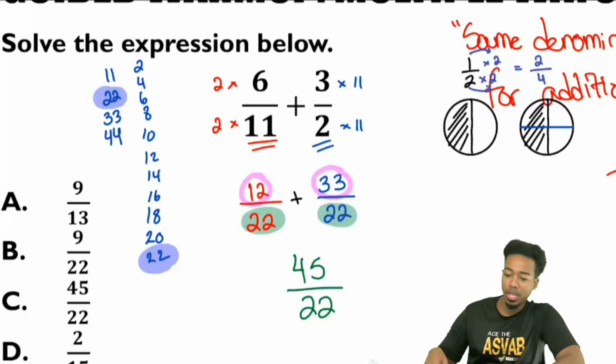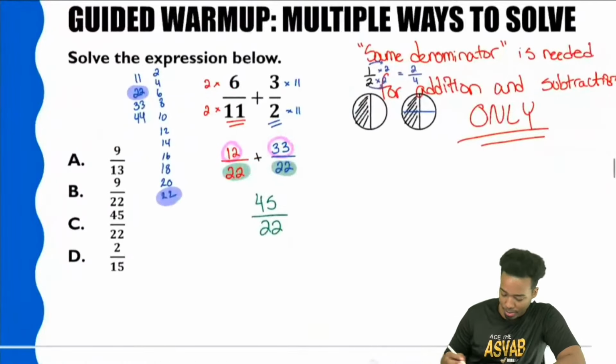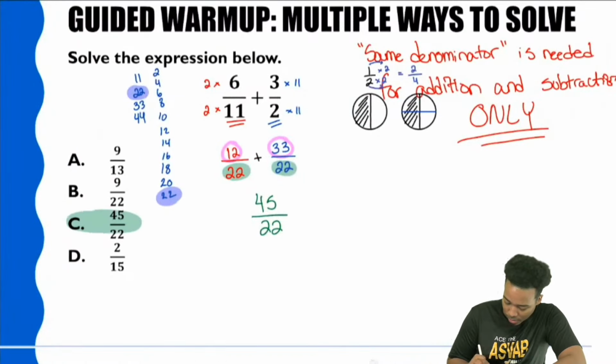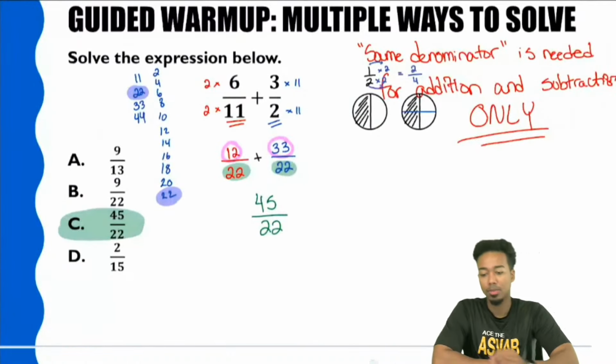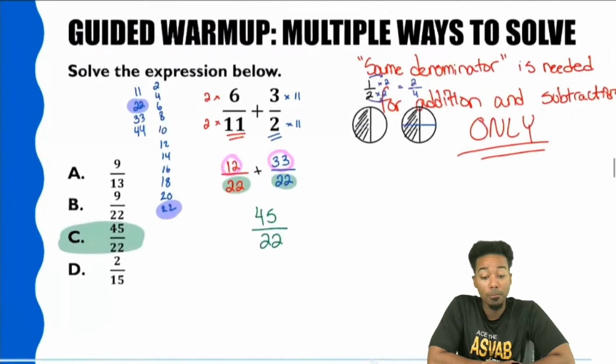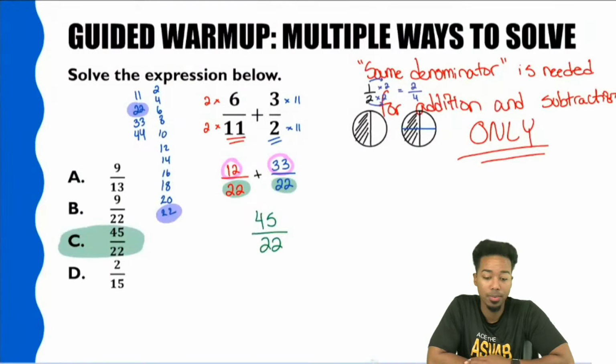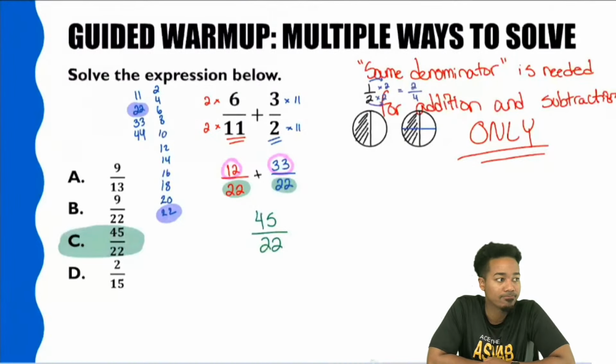So with that, let's go ahead. That's right. C is going to be the answer. So from here, let's pretend that I wanted to give the answer as a mixed number. How would I do that? Can someone explain to me how I would do that again?